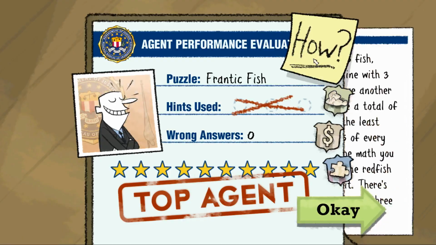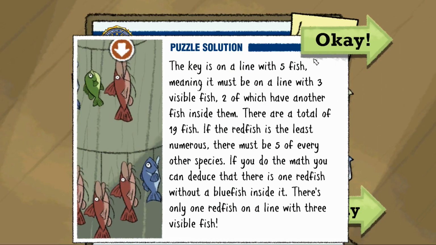To explain with what minimal... Okay, so let's see. The key is online with 5 fish. Great, fantastic. With 3 other visible fish. Good, again, we figured out that. Throw away the bottom left line, don't care. There are a total of 19 fish, 2 of which have another fish inside. Okay. There's a total of 19 fish.